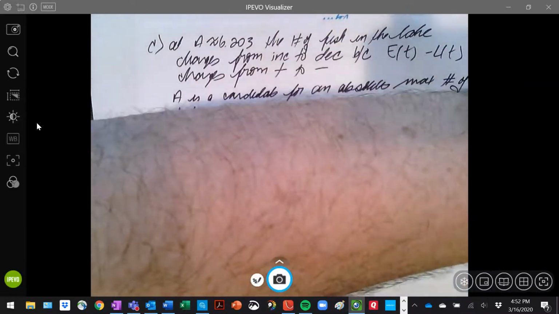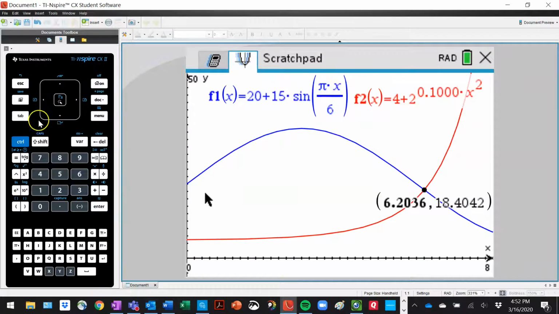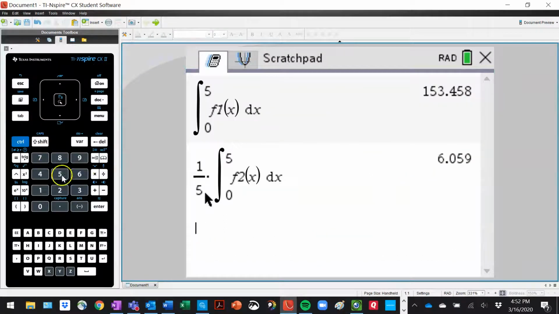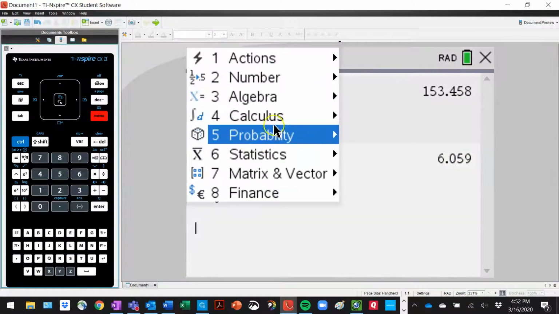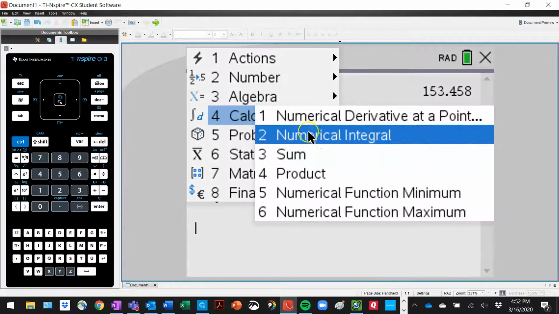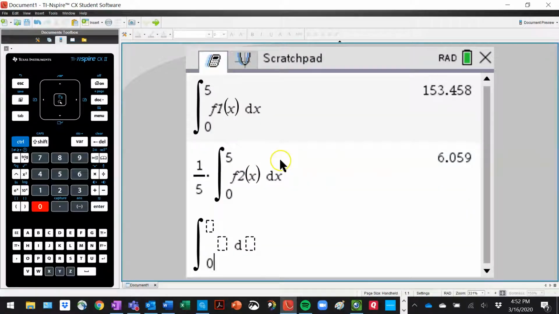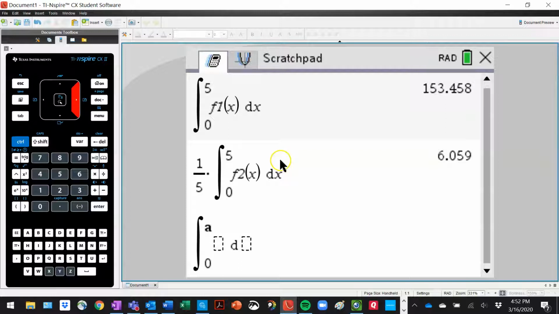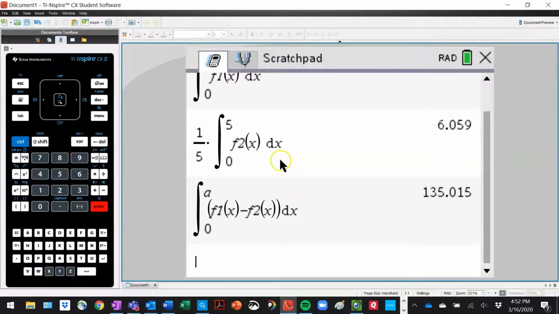At this point, we're going to go back over to the calculator. There we go. I'm on the calculate screen, and we're going to say menu, calculus, numerical integral. We integrate from 0 to a. It's e of t, which is f1, minus L of t, which is f2. Integrate that with respect to x, and I'm getting 135.015.